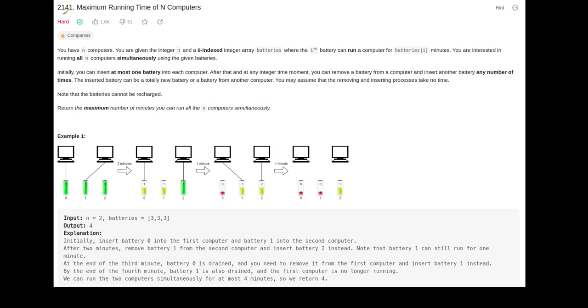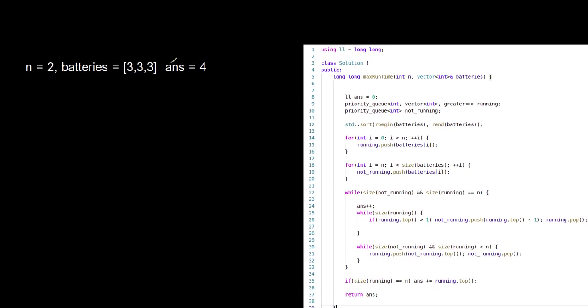Hi, this is the LeetCode question, maximum running time of n computers. In this example, the answer is 4.